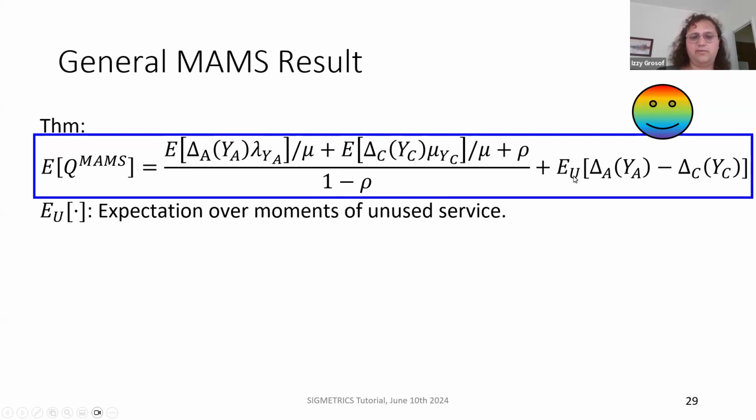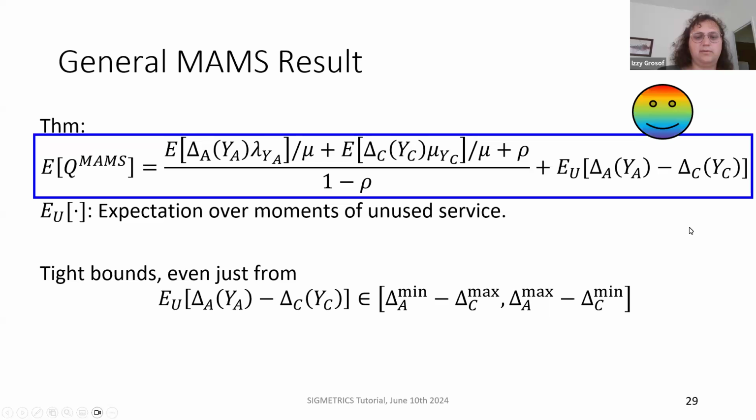Now this E sub U over here, that's an expectation over moments of unused service. So it's saying when the service process wants to complete a job, but there's nothing in the system to complete, what are the values of delta A and delta C in those moments in time? And that's the sort of extra term we don't completely understand. But even just from the basic bound that delta A and delta C are between the minimum and maximum values of delta, that's already going to give us good bounds. Because remember, there's only a finite number of states of our CTMC, so delta A and delta C aren't going to be too bad.